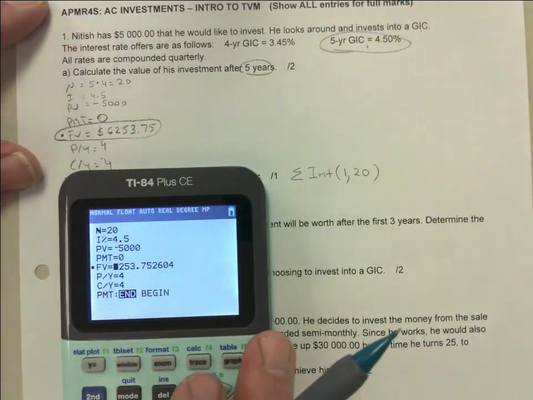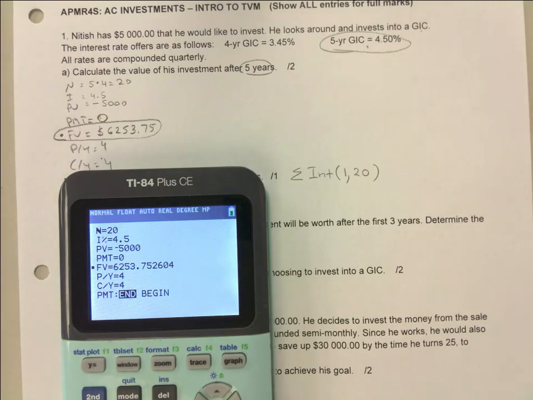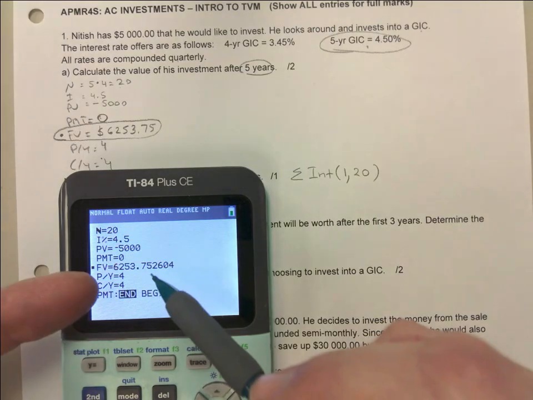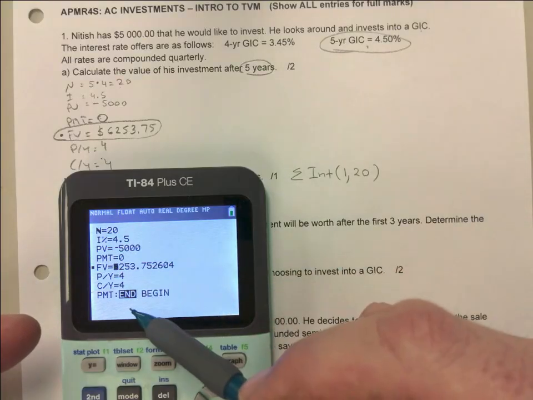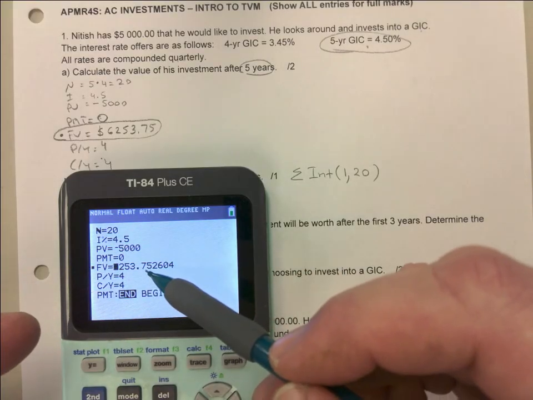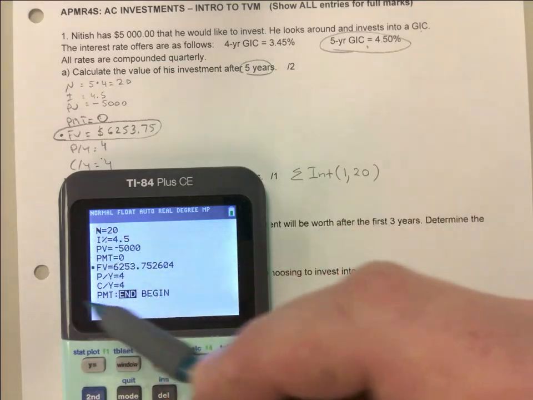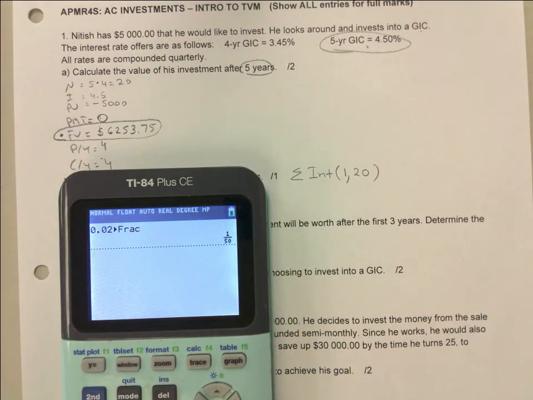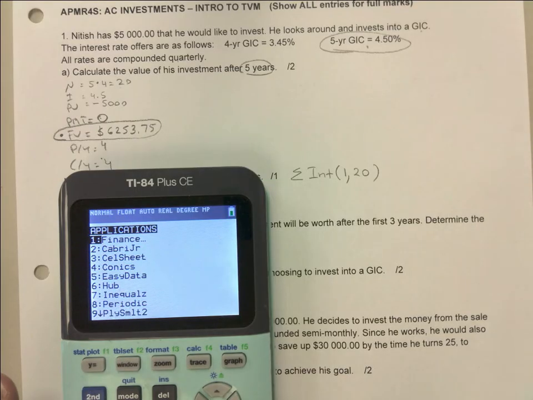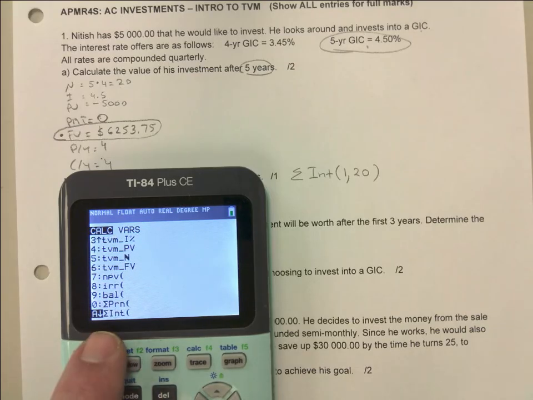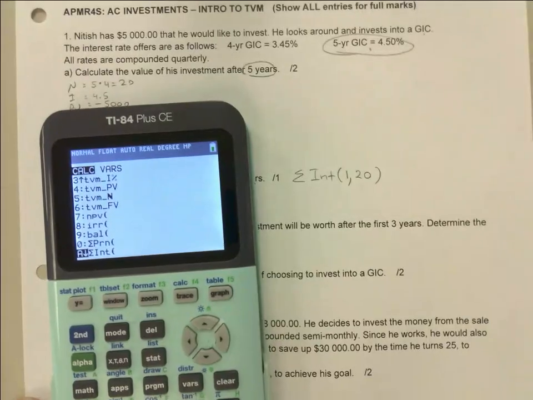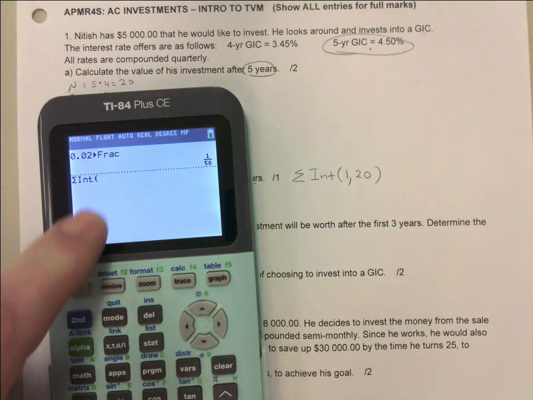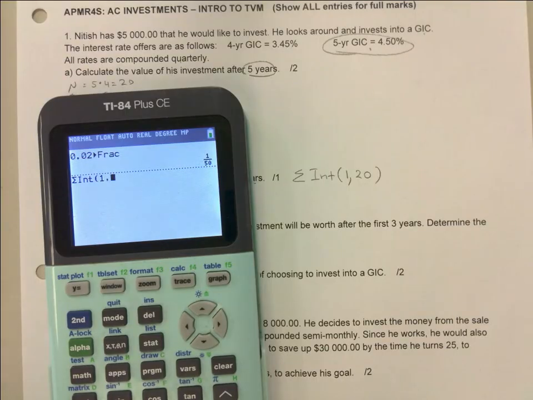However, a lot of you maybe need some help with how do you even get it. You need to quit this screen. You leave everything as is. You need to have it solved because sum of interest is going to base the answer on what's in here. So you go second mode, you quit, you go to your home screen. Then you go back to apps, you go finance, and you got to go all the way down to sum of interest. You select that one, hit enter. You have that on the screen. You go 1 comma 20, and there you go.